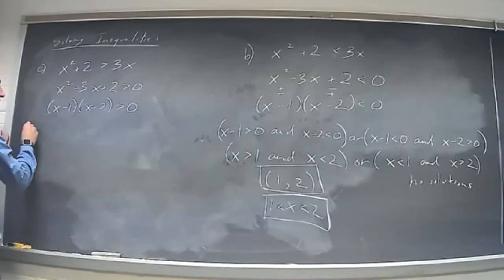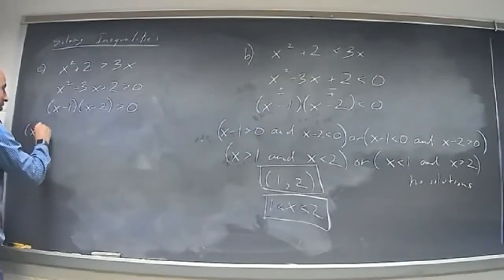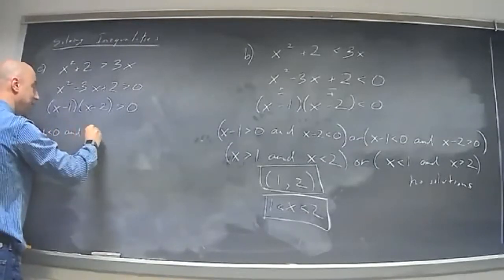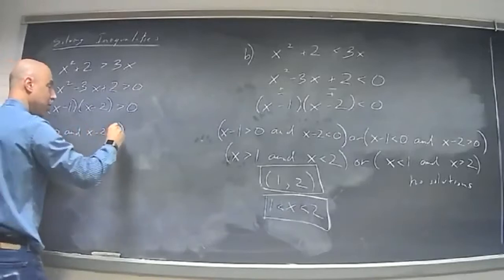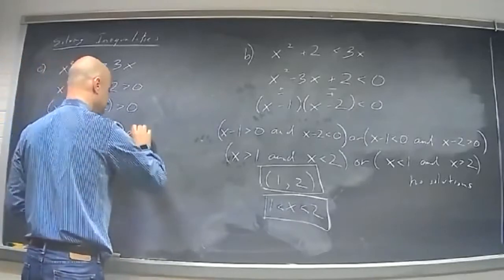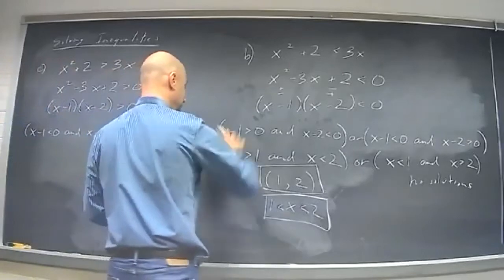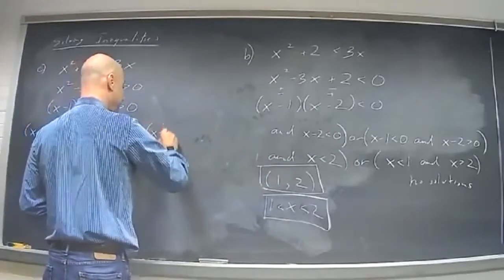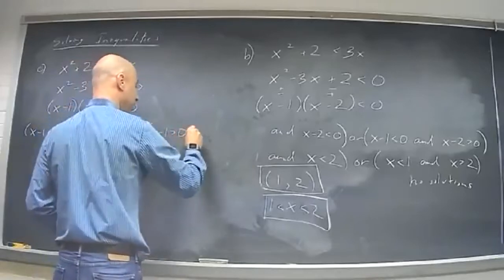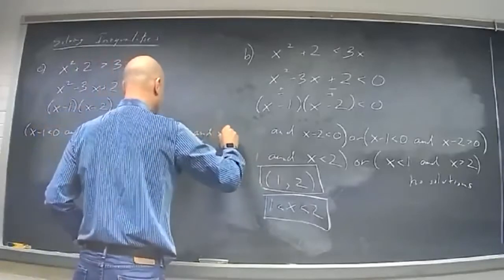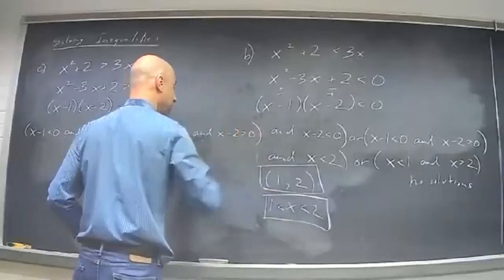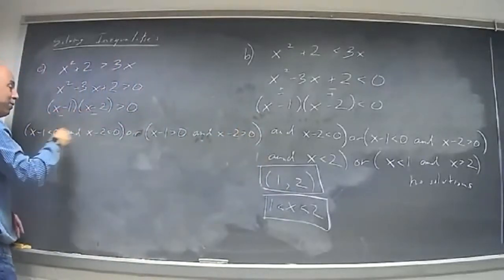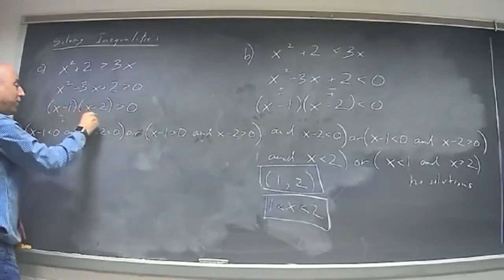So either they're both negative, so either x minus 1 is less than 0 and x minus 2 is less than 0, or x minus 1 is greater than 0 and x minus 2 is greater than 0. Either they're both negative, we had a minus sign here and a minus sign here, that's what we wrote here, or they're both positive.